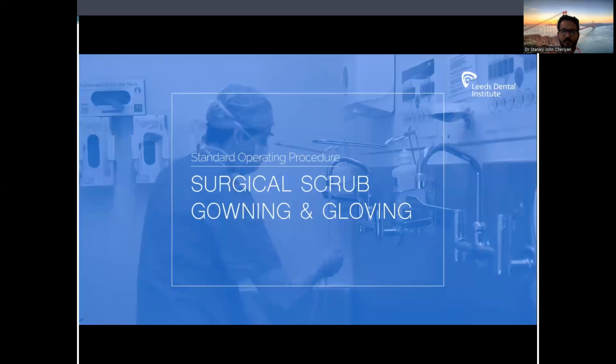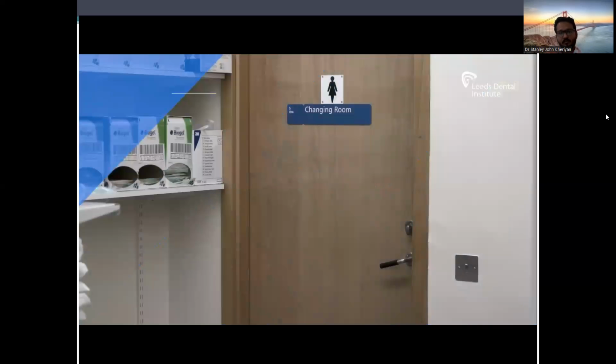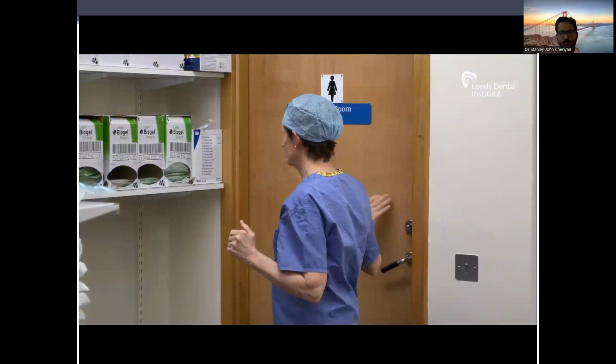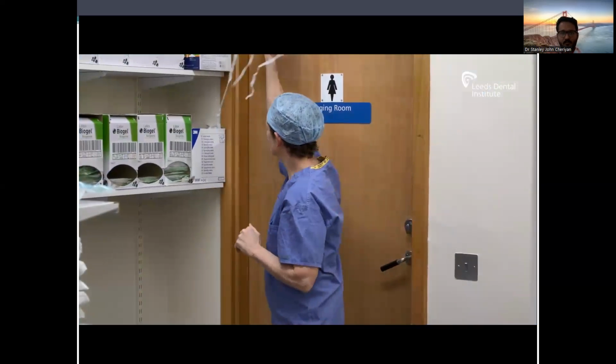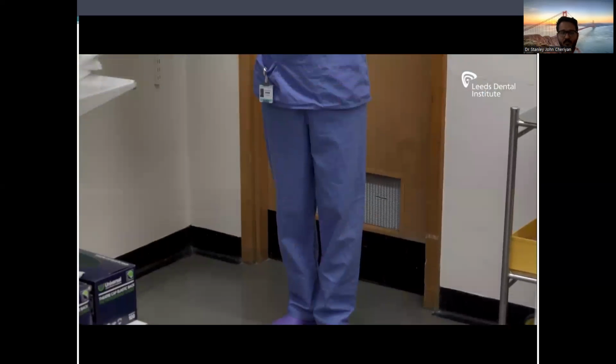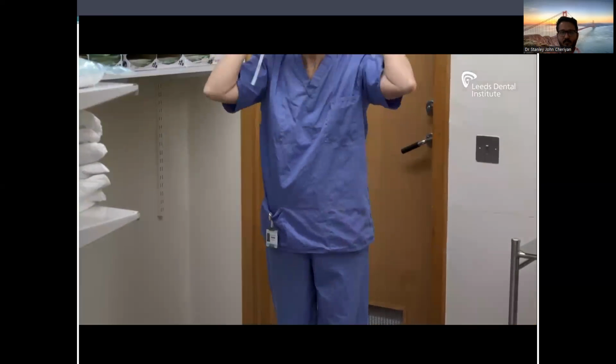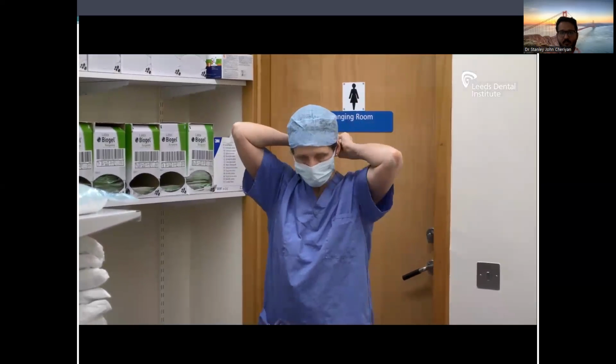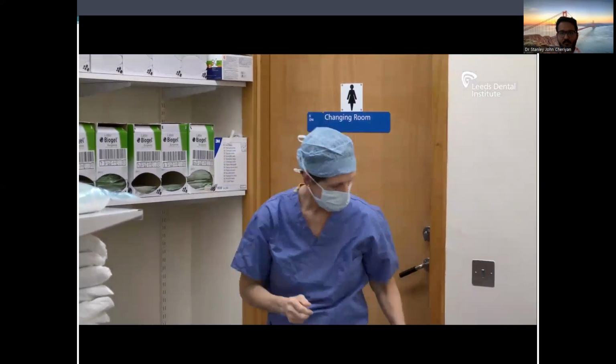This is a video summary of the standard operating procedure, surgical scrub, gowning and gloving in the dental setting. When undertaking any procedures within an operating theatre environment, appropriate theatre blues must be worn, along with appropriate theatre clothes. Face masks and eye protection are important. The face mask should cover the nose and mouth.